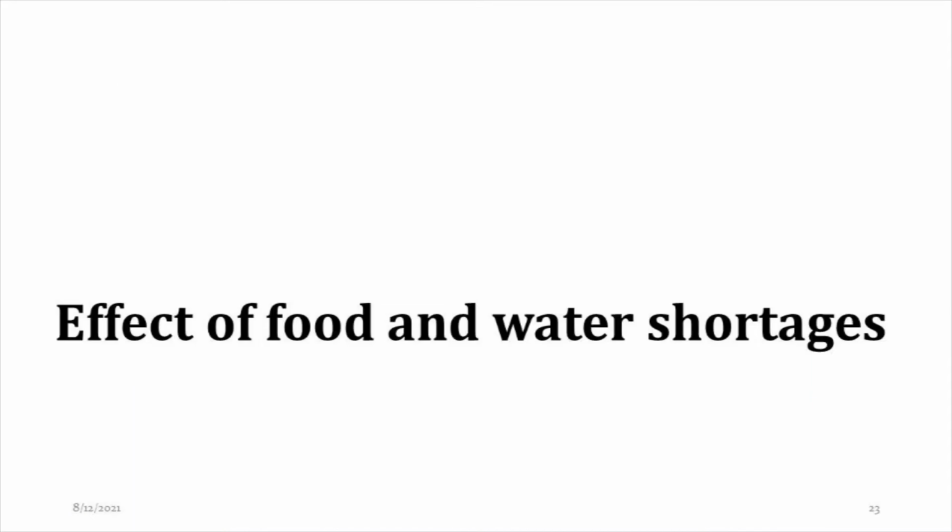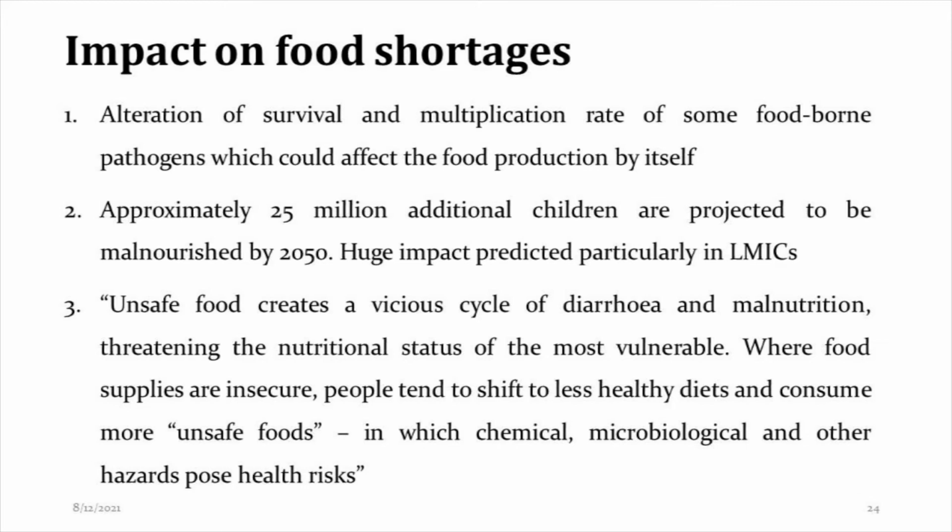Effect of food and water shortages. Impact on food shortages. Alteration of survival and multiplication rate of some foodborne pathogens could affect the food production by itself. Approximately 25 million additional children are projected to be malnourished by 2050. Huge impact of such conditions is predicted, particularly in lower middle income countries. Unsafe food creates a vicious cycle of diarrhea and malnutrition, threatening the nutritional status of the most vulnerable. Where food supplies are insecure, people tend to shift to less healthy diets and consume more unsafe foods, in which chemical, microbiological and other hazards pose health risks.